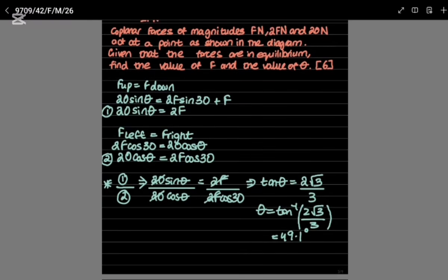Now from here we can use any one of the equations. I will use equation number 1 because it just seems easier. So F is going to be 20 sine theta over 2. Now just substitute the value of theta. Now what I get is F is equal to 7.56 Newton to 3 significant figures.